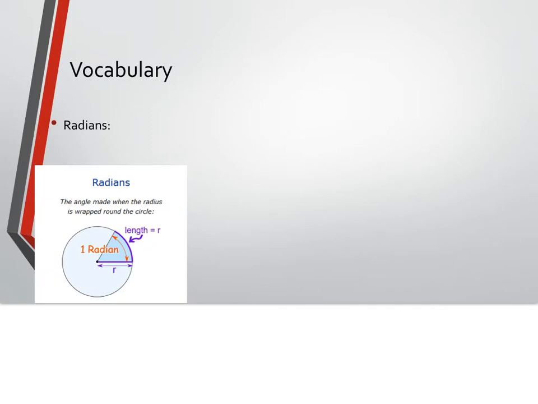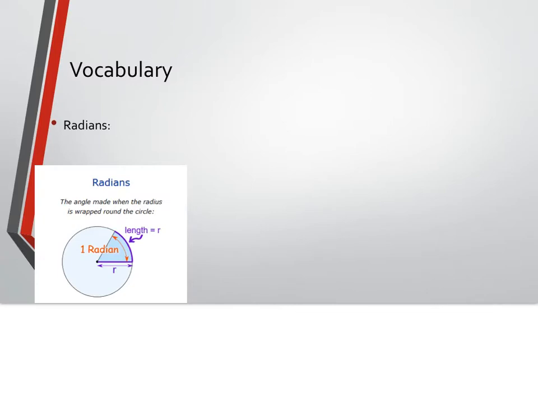Now in your vocabulary section, you do want to draw this picture. We're going to define radians as simply the angle made when you take the length of a radius and you stretch it around the circle. Let's make it as simple as possible. I get that it may not make total sense still to you, but the idea is you want to relate how radians compare to the radius.